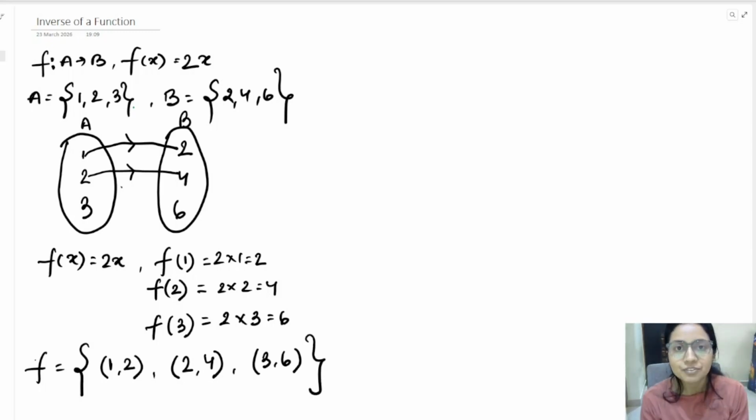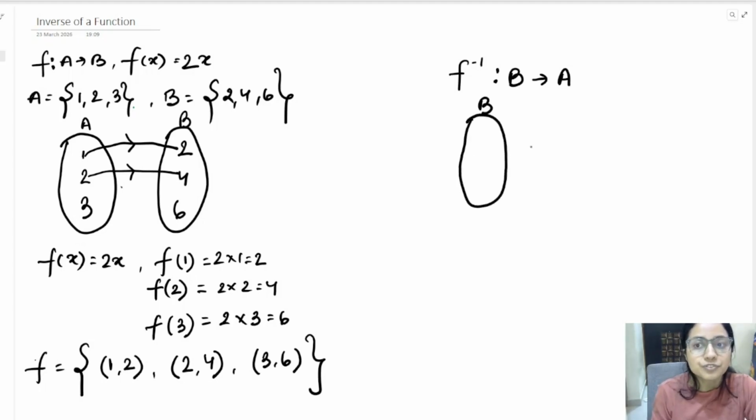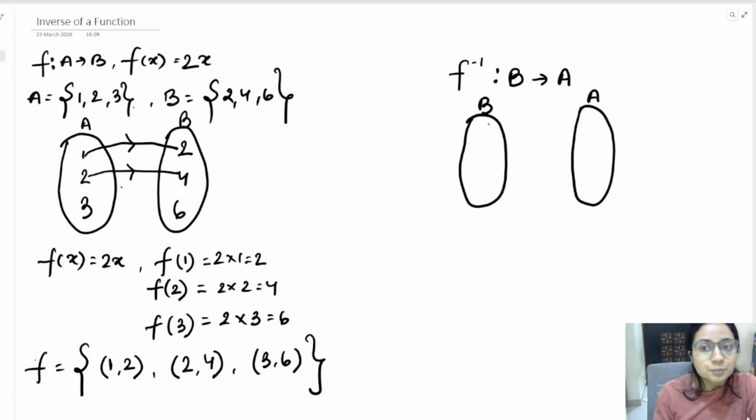If we are having a function this way, then the inverse of a function means there exists another function. We can represent that function with f inverse, and that will be defined in just the reverse way, that means from set B to A, where we will take input from B and the output will come from A. Now this B is the same original set B, having elements 2, 4, 6, and A is 1, 2, 3.